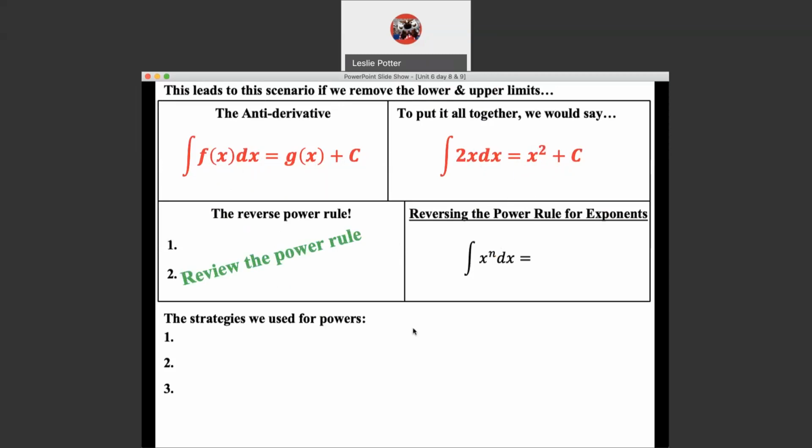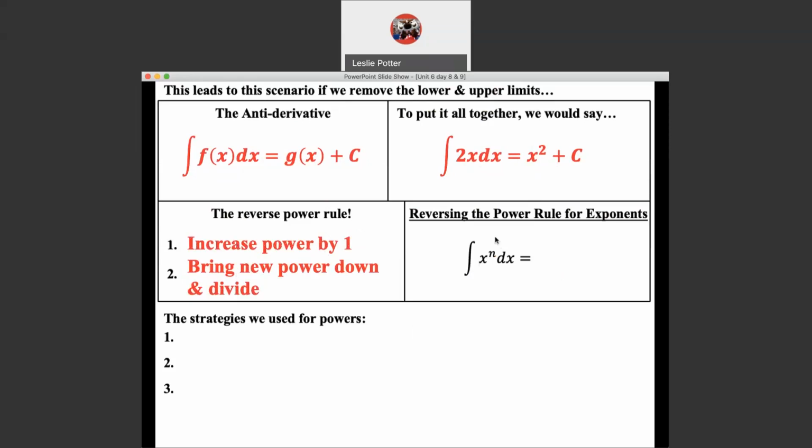So if you think about the power rule, you've got the power, you bring down that old power, multiply it by the coefficient, and then you reduce the power by 1. That's if you differentiate. So if you reverse that process, then we're going to be increasing the power by 1. And instead of multiplying by the old, we're going to divide by the new. So it looks kind of like this.